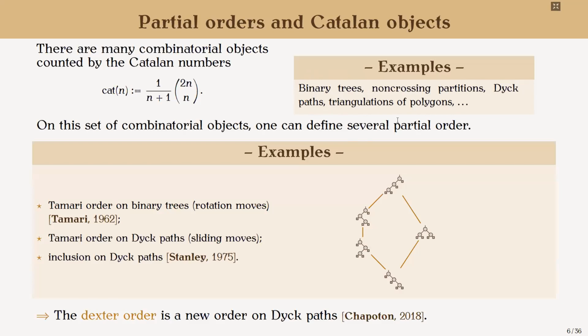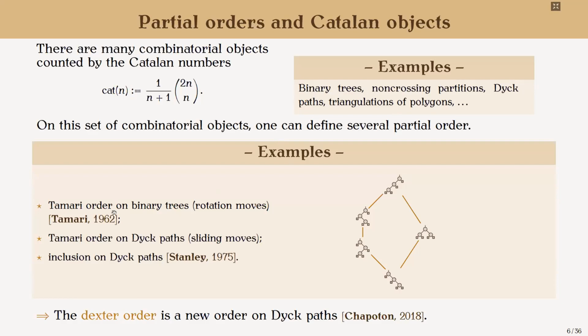And what we want to do on this family of combinatorial objects is to find a way to compare, to order these objects via partial order. So sometimes we can define a partial order very naturally with the set of combinatorial objects that we study.